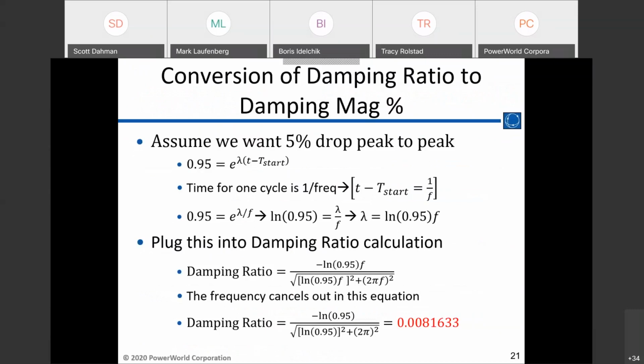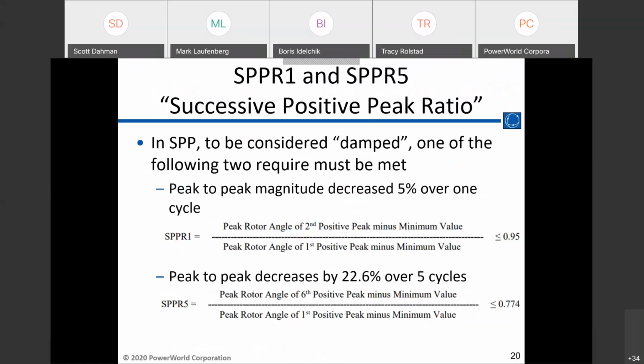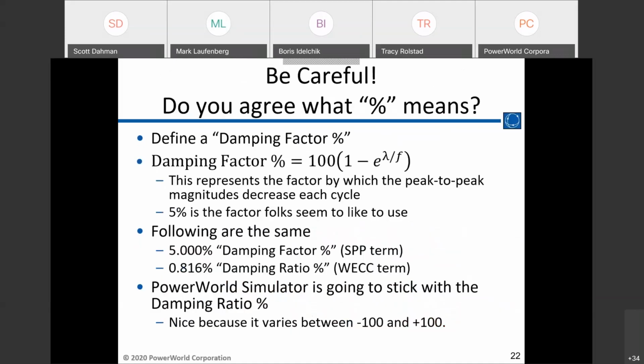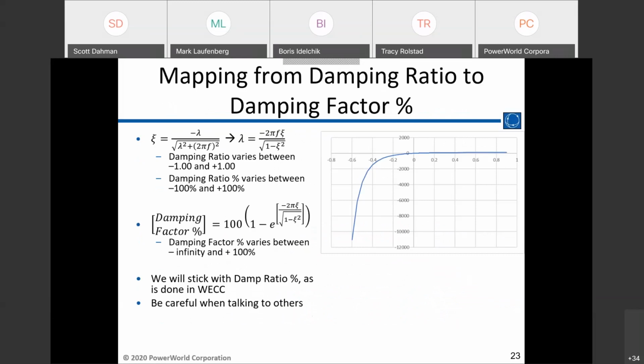The only thing that you need to take away from my presentation is when somebody says it's 5% damped, you need to ask them, how do you define that? And make sure that they're defining it the same way as you. So essentially, if SPP says it has to be 5% damped, in WEC, using your terminology, it means it has to be 0.8% damped. And it means the same thing, just a different definition. So just be careful with that. Inside WEC, it seems like people are consistent, but I suspect not every engineer knows in their head what they mean by that. I know I didn't until I made these slides, to be honest with you.